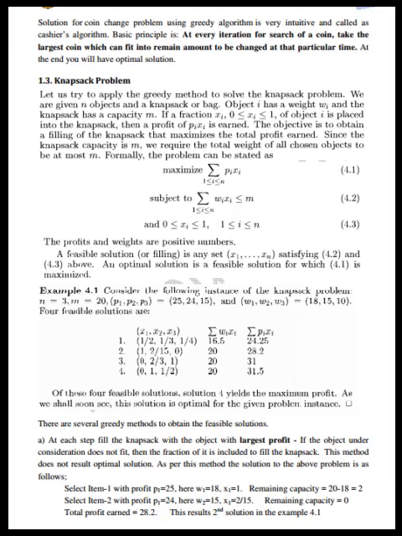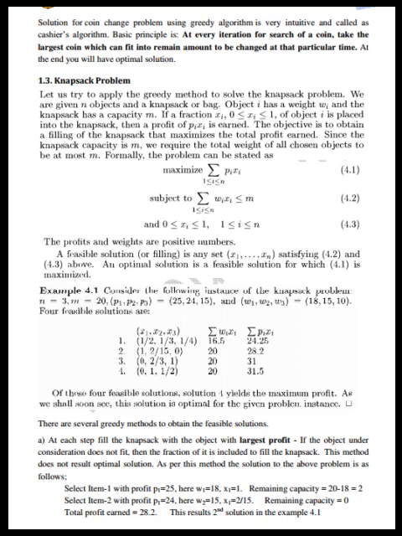The solution for the coin change problem using a greedy algorithm is very intuitive and is called the Cashier's algorithm. The basic algorithm is: at every iteration, search for a coin and take the largest coin which can fit into the remaining amount to be changed at that particular time. At the end, you will have the optimal solution.